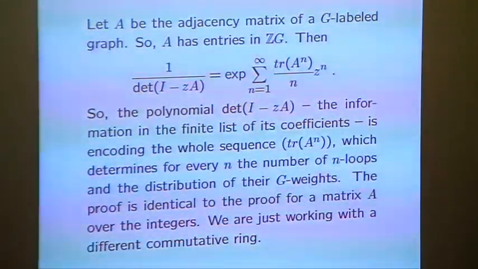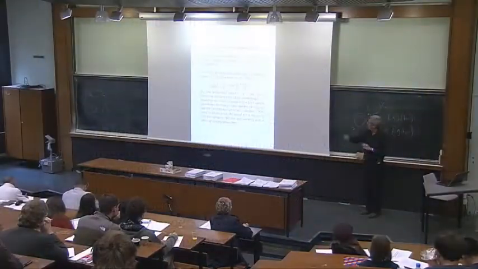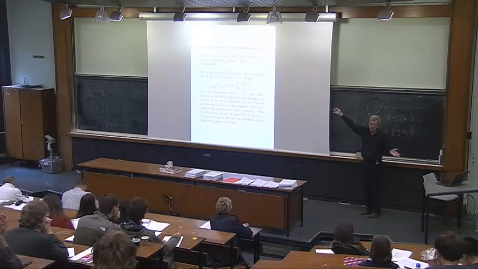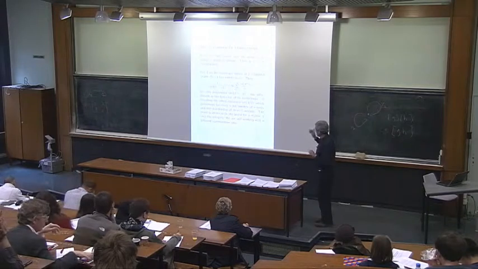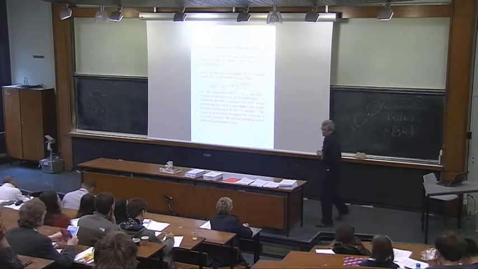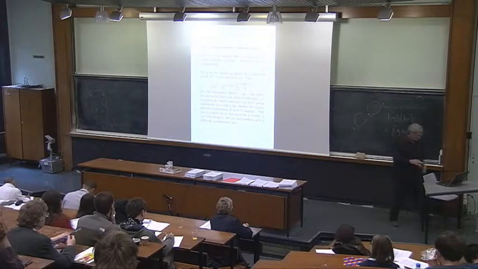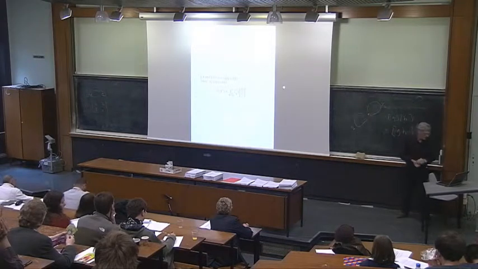Now, how is this proved? Well, I was really belaboring the proof earlier. The proof is exactly the same. Just go and see that you didn't need anything more. We're just working with a different commutative ring. Okay? So let's look at an example.